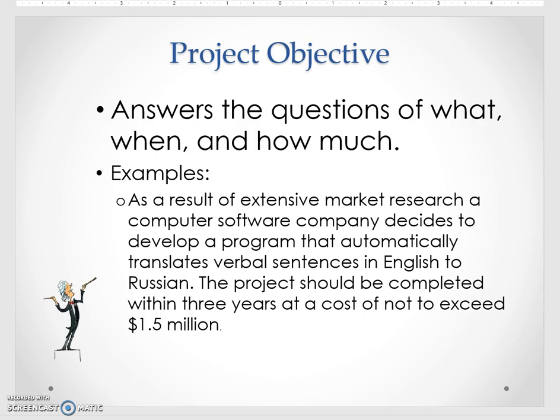So this document starts off with a project objective. The objective answers the questions of what your project plans to do, by when you think it's going to happen, and about how much it's going to cost. Now, it's perfectly fine to put a date out later on, because at this point we don't know a whole lot about our project.